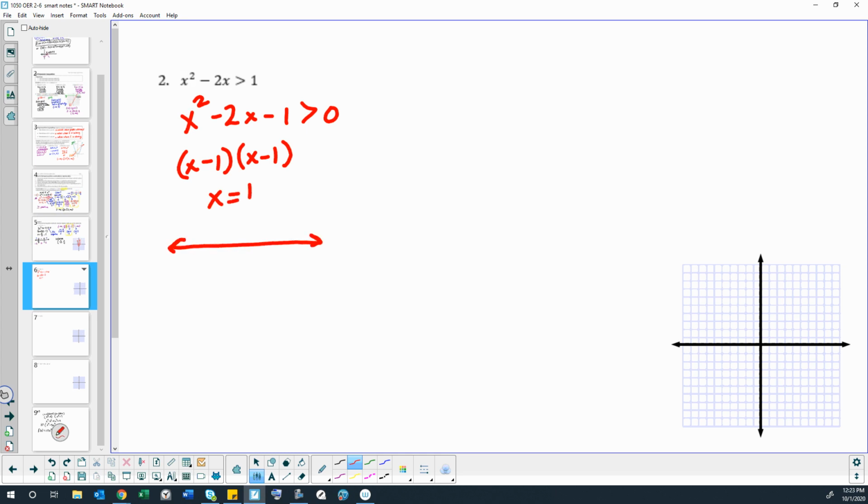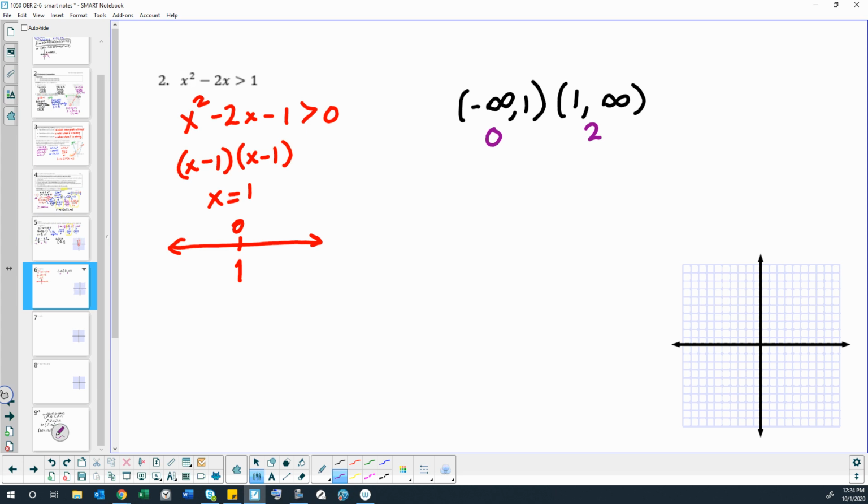Now, our number line is only going to have a 0 at 1, which means we're just going to have 2 intervals, negative infinity to 1 and 1 to infinity. Okay, let's go ahead and make our chart. So negative infinity to 1, not inclusive this time, so parentheses, and then 1 to infinity. Okay, we just need to test 2 numbers. 0 in the first one because it's less than 1, and 2 in the second one because it's greater than 1.